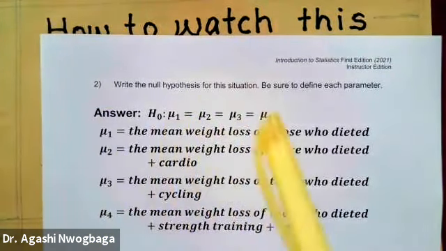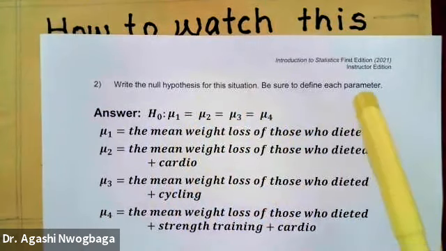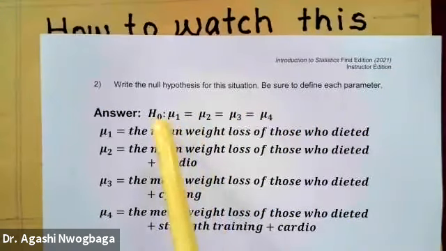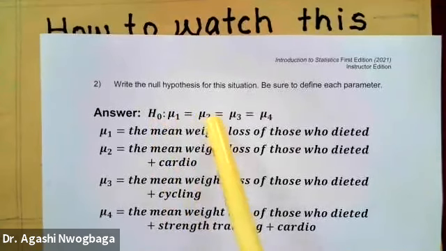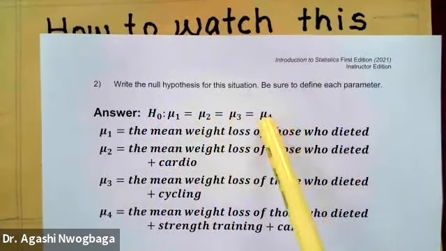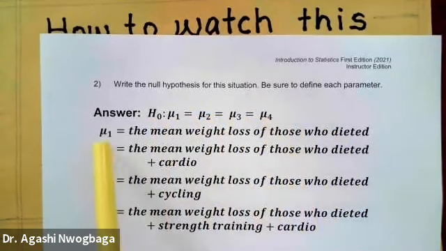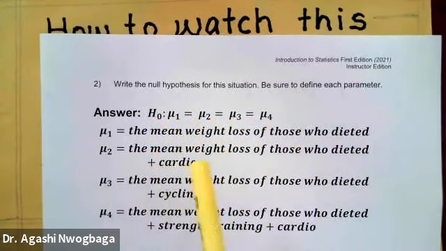Two, write a null hypothesis for this situation. Be sure to define each parameter. This is the answer. The null hypothesis H0 is mu1 equals mu2 equals mu3 equals mu4. Mu1 is the mean weight loss of those who dieted. Mu2 is the mean weight loss of those who dieted plus cardio. Mu3, the mean weight loss of those who dieted plus cycling. Mu4, the mean weight loss of those who dieted plus strength training plus cardio.